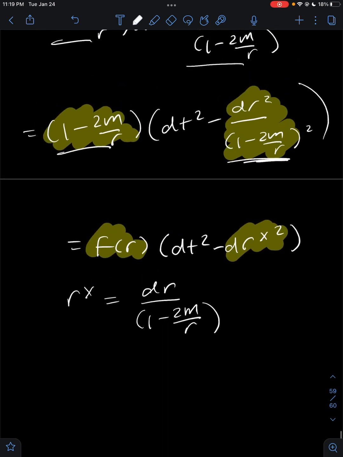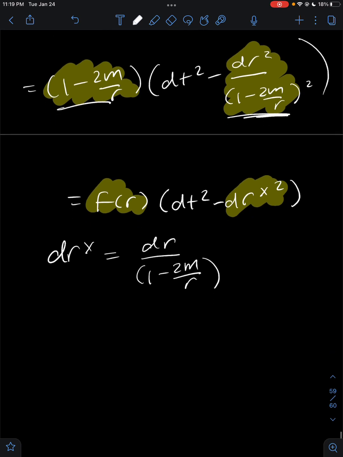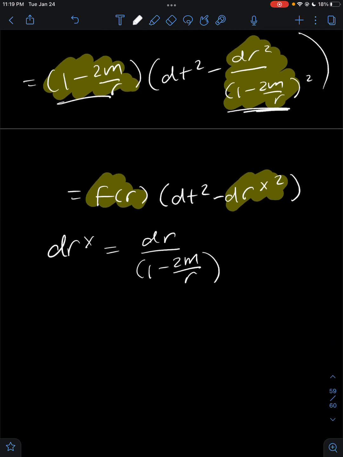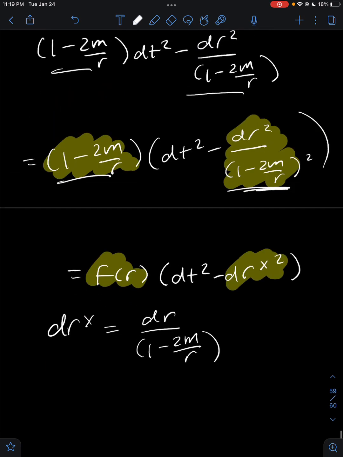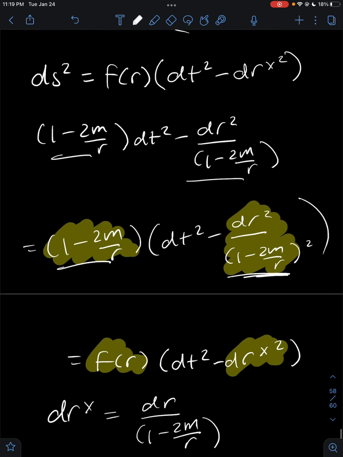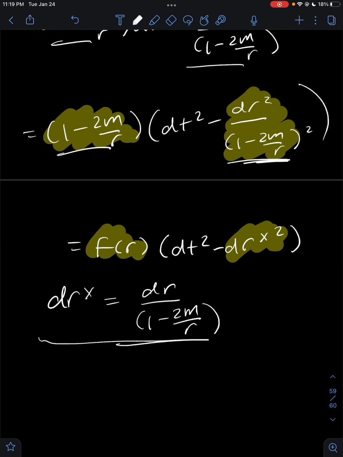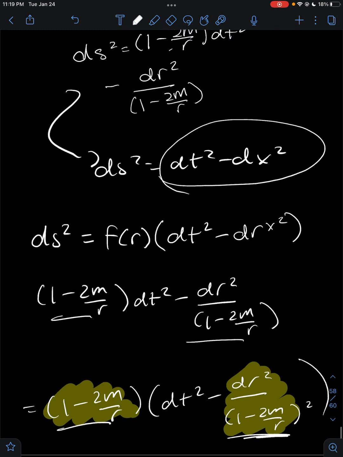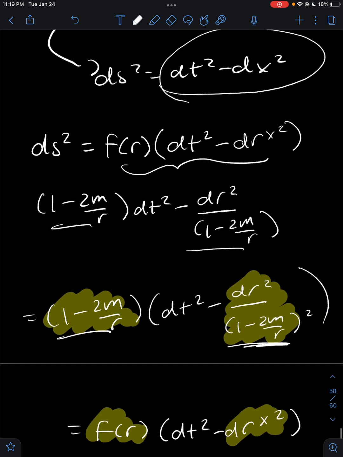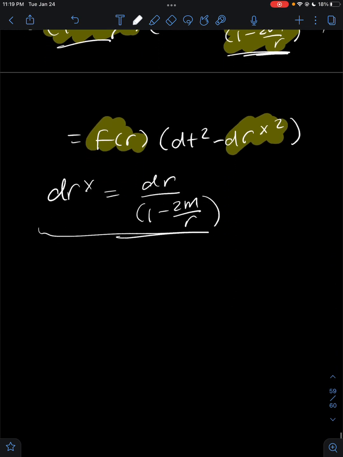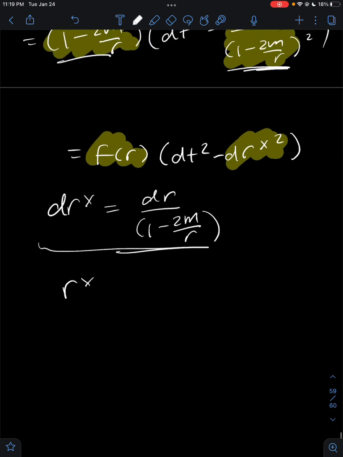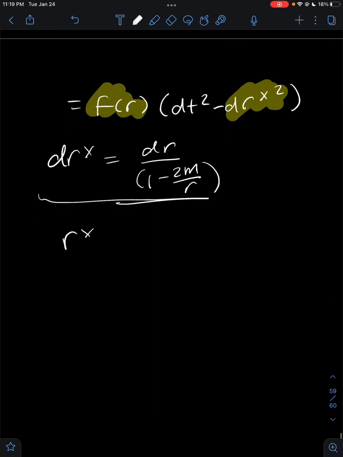Oops, that has to be dr conjugate. So essentially, this is what the differential form of our tortoise coordinate is going to be. And by using this, we can write out our metric in a conformally flat way. But this begs the question: what's the value for r conjugate by itself? Well, we can also find that pretty easily.